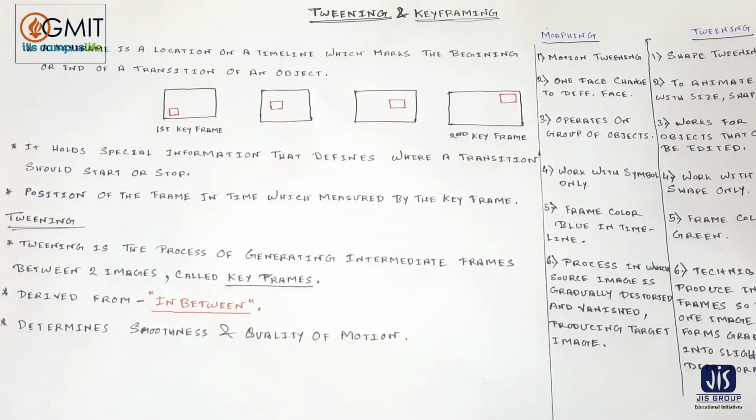If we draw more in-between frames between 2 keyframes, then there is a high probability that we can get a smooth quality of motion. If we don't draw, then we can get a rough motion. So smoothness and quality of the motion depends on this twinning. So twinning is very, very much important for animation and also for your semester exam, obviously.